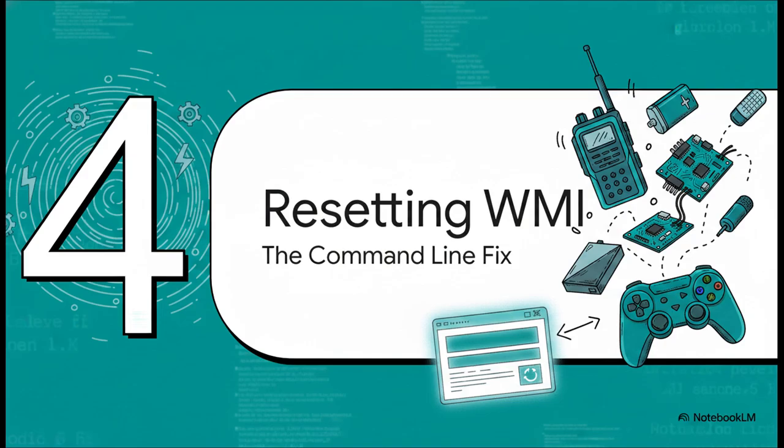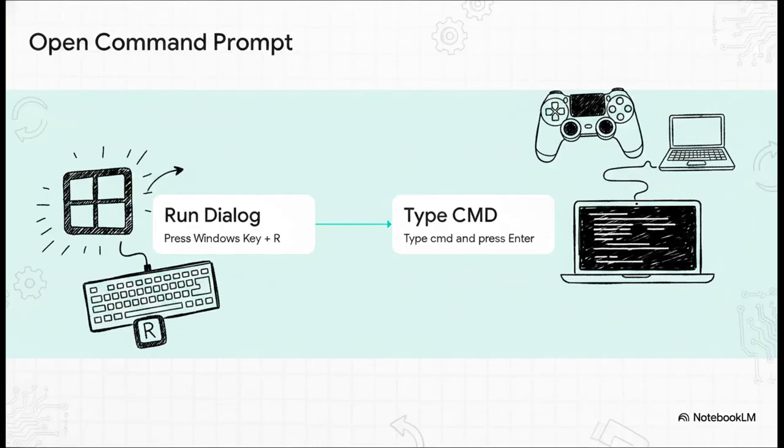All right, part 4, resetting the WMI repository. Since we've identified the culprit with absolute certainty, it's time to run a command line fix to safely reset the system. We are going to rebuild that walkie-talkie. To do this, we need to open the command prompt.